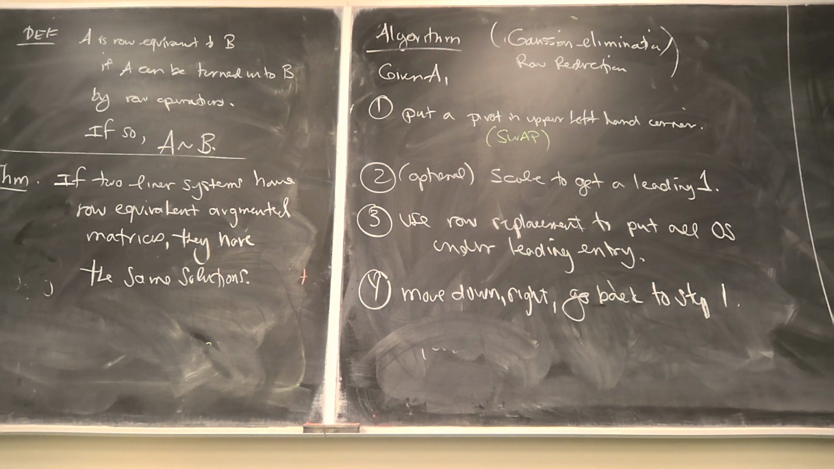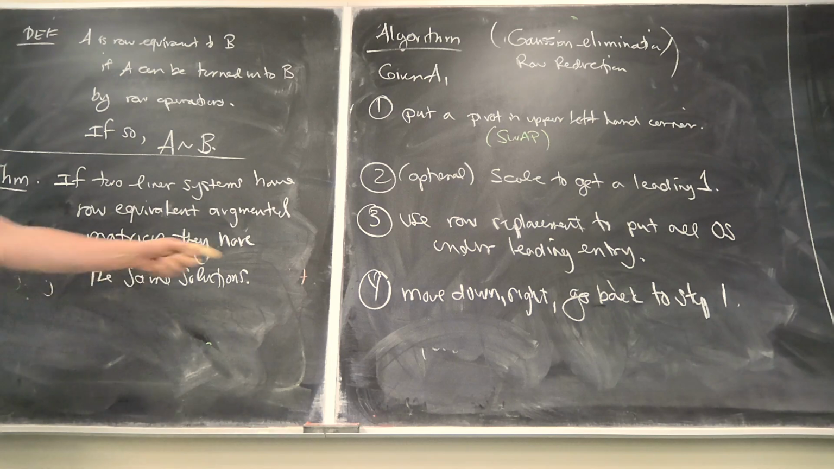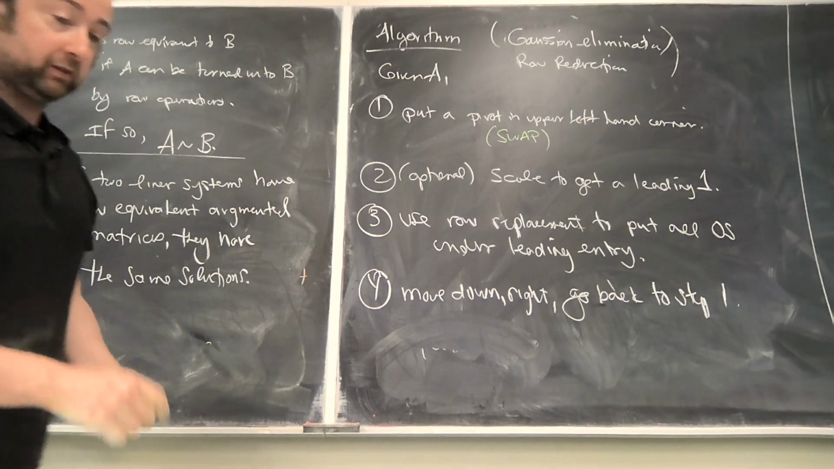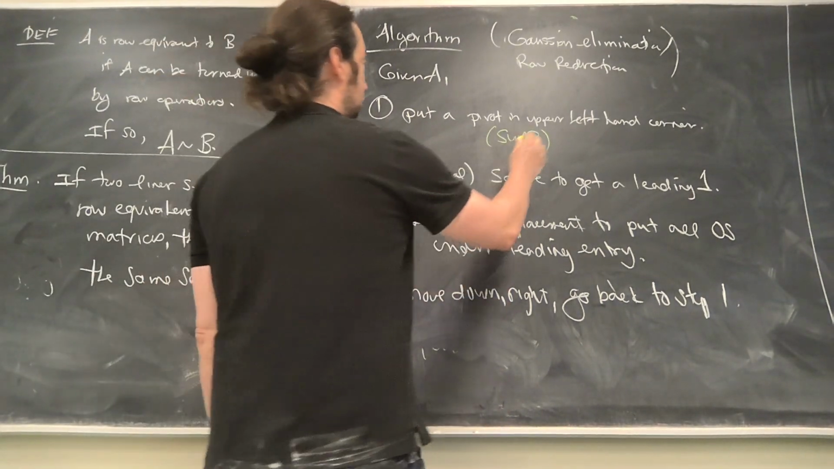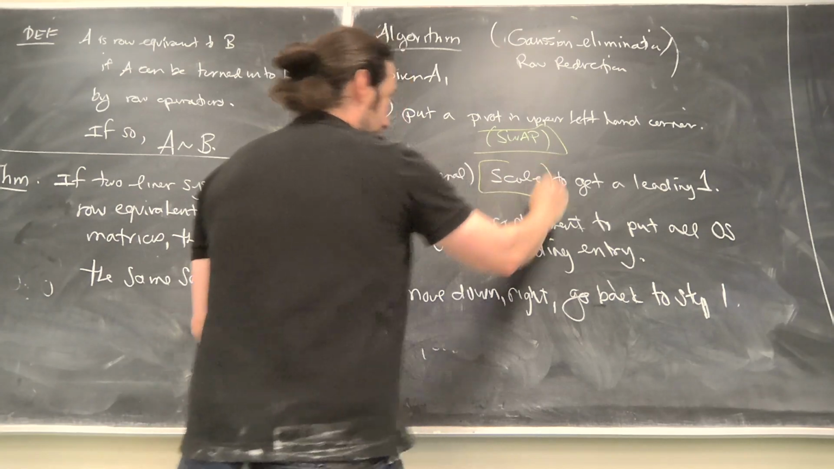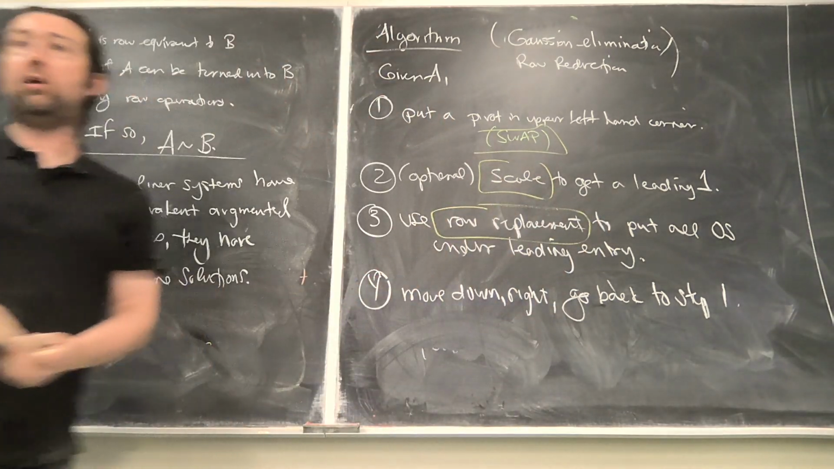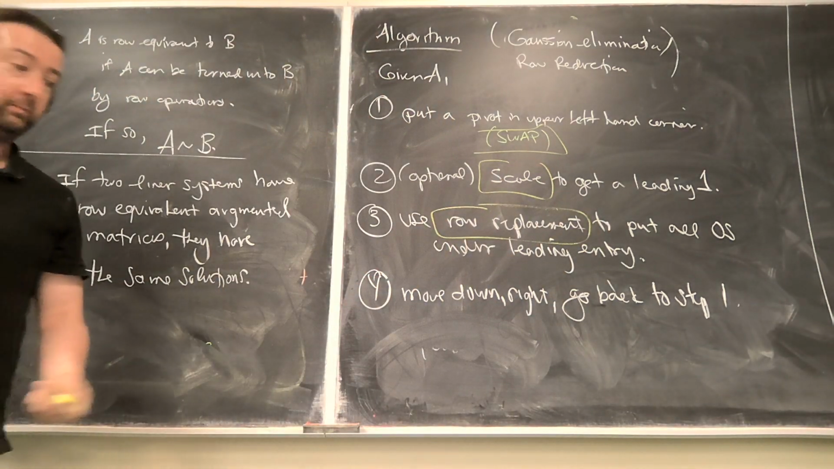Again, easier to show you than to try to explain what each of these steps are from the words. Notice here though that the 3 operations, swap, scale, and row replacement, are the engine that drives the algorithm.